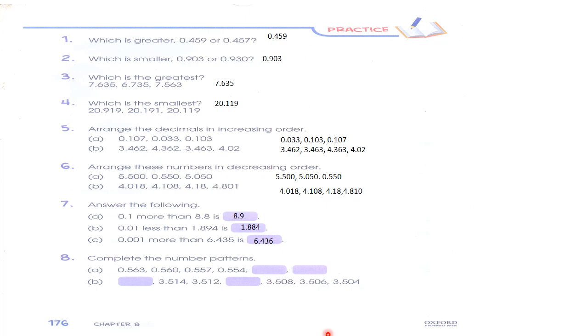0.563, 0.560, 0.557, that means every time 0.003 is decreasing. So here it will be 0.551 and 0.548. Here if you see, it was 3.514, 3.512, here 0.002 was decreasing. Here again, if you see 3.508, 3.506, that means 0.002 is decreasing. So 0.002 more than 3.514 will be 3.516, and here it will be this.